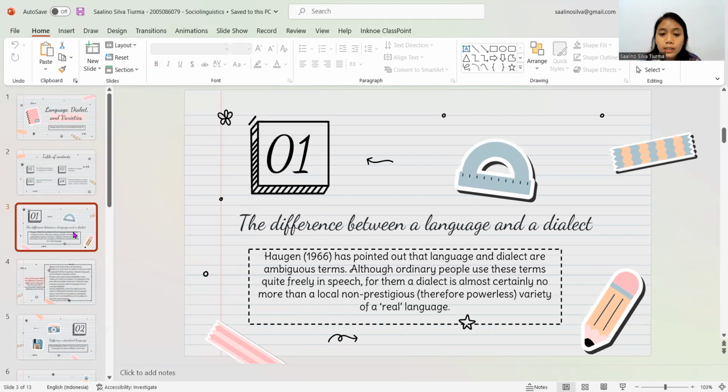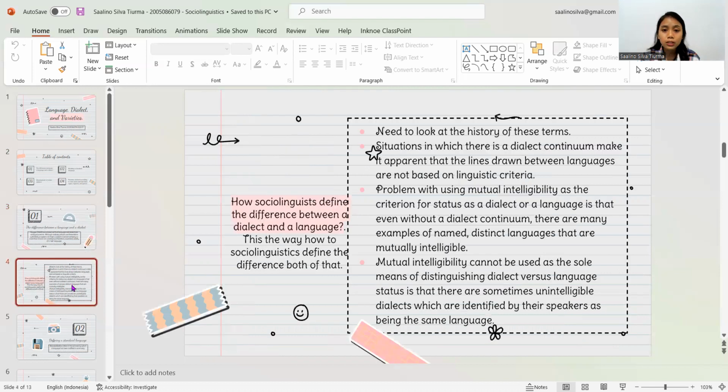So Haugen, 1966, has pointed out that language and dialect are ambiguous terms, although ordinary people use these terms quite freely in speech. For them, a dialect is almost certainly no more than a local, non-prestigious, and therefore powerless variety of a real language. And this is how sociolinguists define the difference between a dialect and a language.